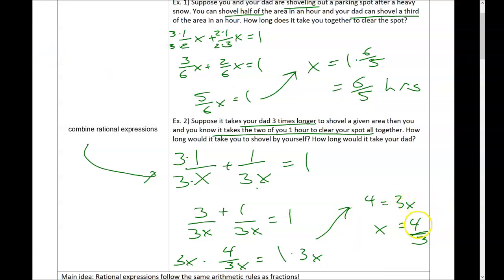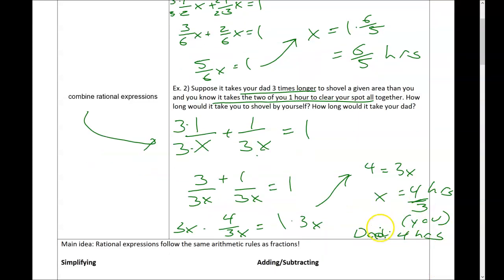Okay, so that means it takes you 4/3 hours to finish. And dad is going to be 3 times that, right? So dad would be 4 hours. So you better get out there and help him, right? All right. So that's a really simple example of a rational expressions problem.